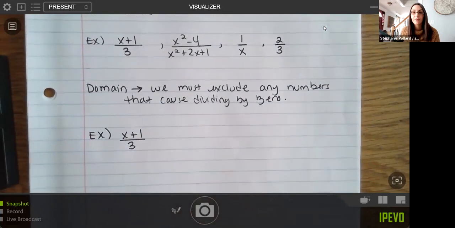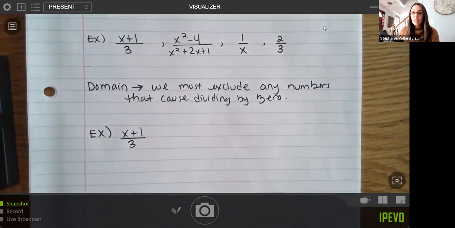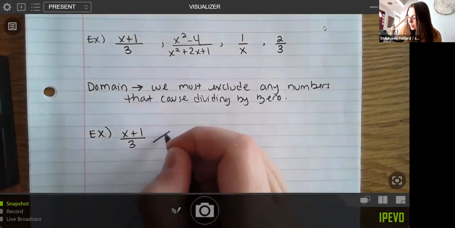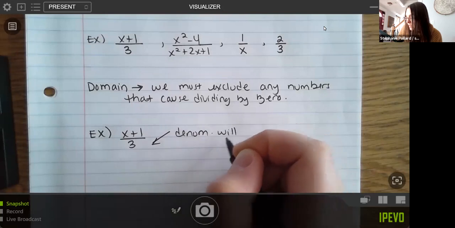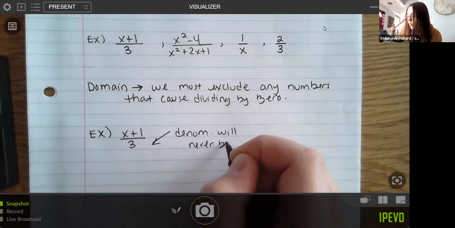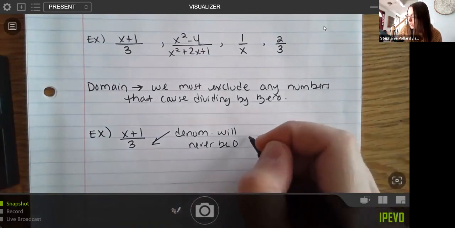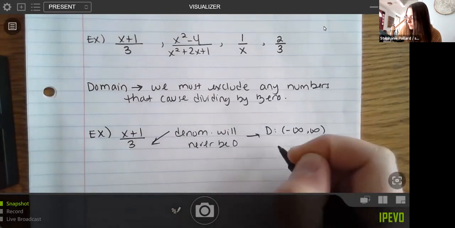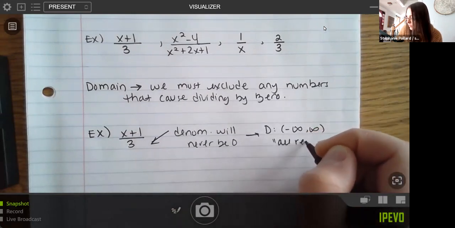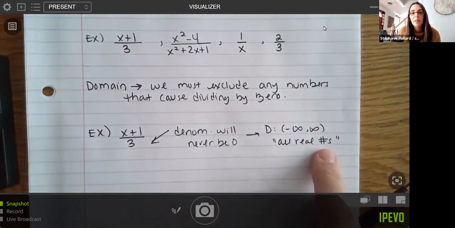X plus 1 over 3. This is a rational expression. And if you look at it, the denominator is 3. So see how your denominator here will never be 0, right? There's no way to turn 3 into 0 here. So because the denominator will never be 0, we have nothing to worry about in this case. So our domain in this case is going to be all real numbers. And this symbol here just means numbers.